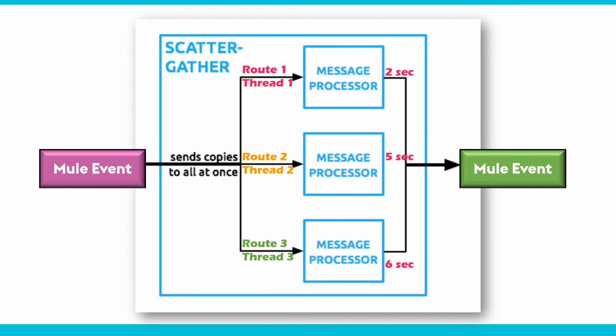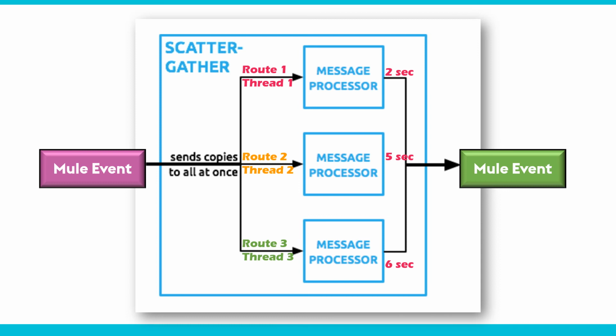After all processing routes have finished execution, the scatter-gather component creates a new mule event that combines all resulting mule events from each route and then passes the new mule event to the next component in the flow. It waits till all the targets execute. It collects responses from various targets and aggregates them to a single message.